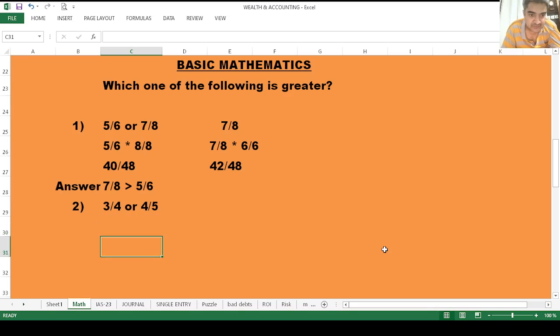So let's first try with 3 over 4 multiply by 5 over 5. Now let's simplify 3 multiplied by 5, 15, divided by 4 multiplied by 5, 20.